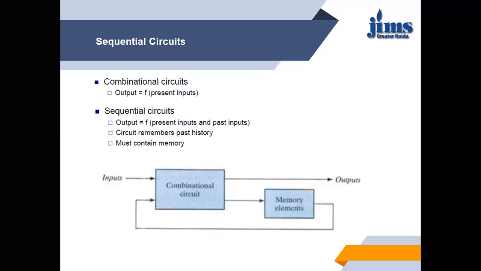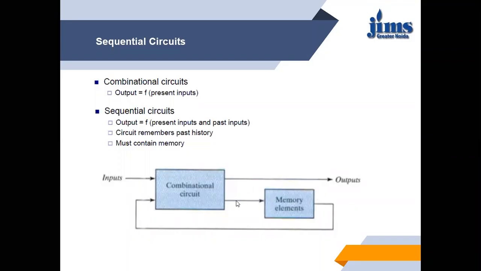Here, this is a combinational circuit. If I remove this total feedback part, whenever we give an input, n number of inputs, there are m number of outputs. So when we are using only the combinational circuit, the combinational circuit is a function of present input.